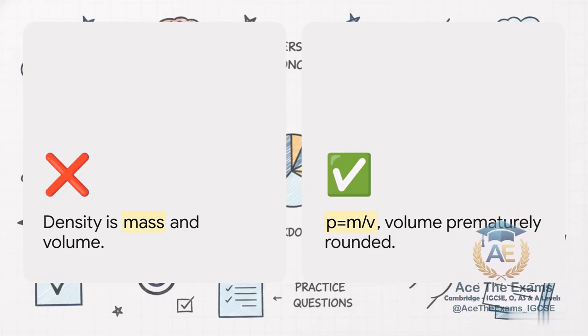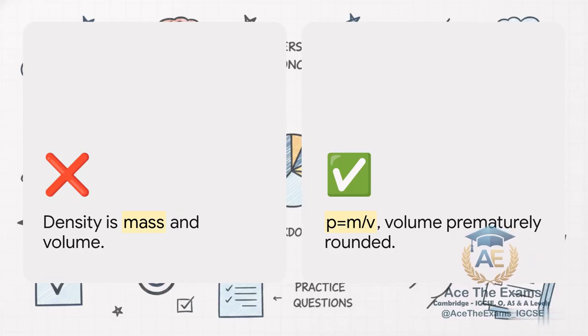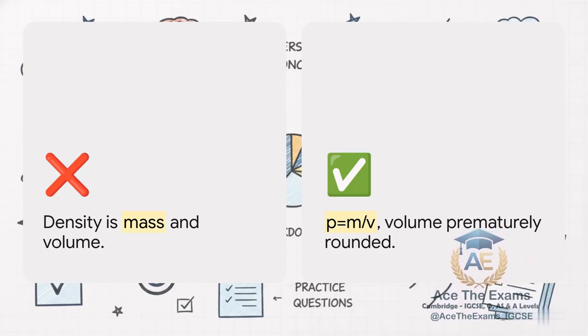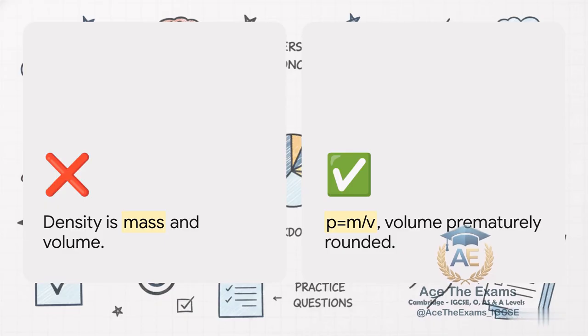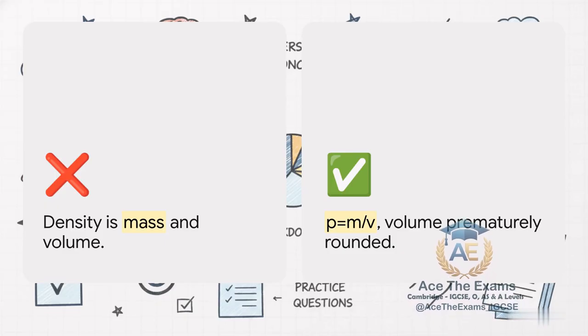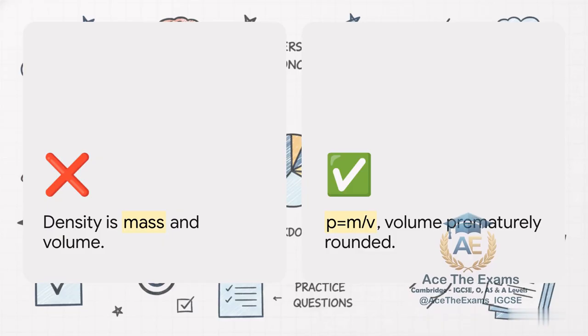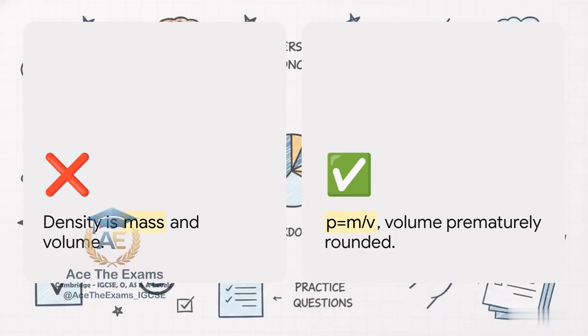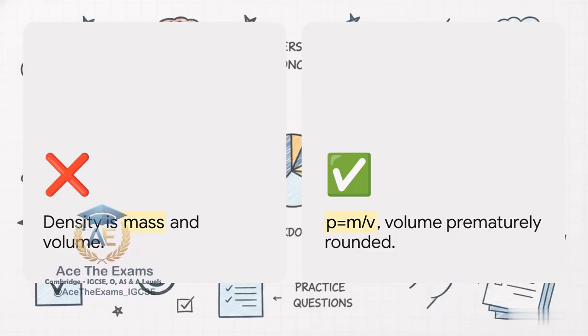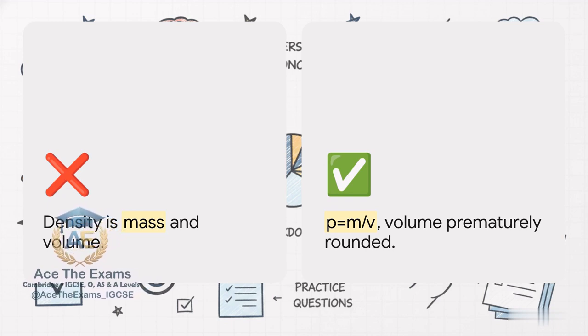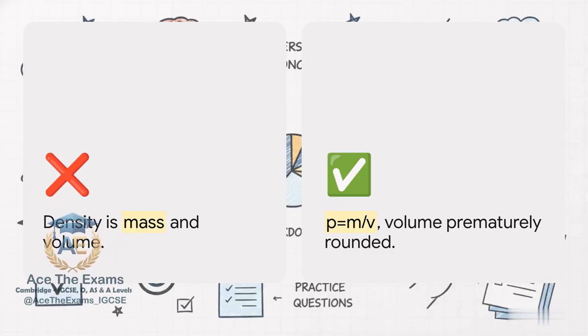Now contrast that with the 9 out of 10 answer. It correctly states the formula, rho equals m over v, and explicitly calls out the mechanical failure. Volume was rounded prematurely to 2 significant figures, causing a cascading error. Missing your units or rounding too early will absolutely destroy a density calculation because honestly, the examiner just can't award method marks if your intermediate steps are a total mathematical mess.